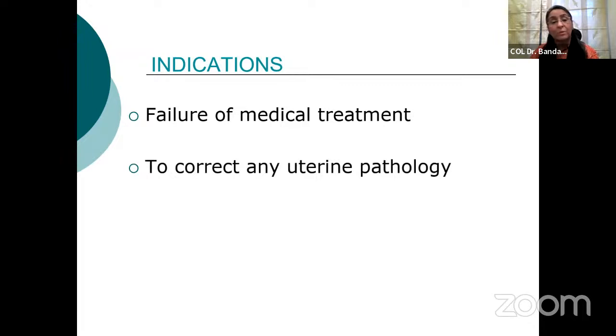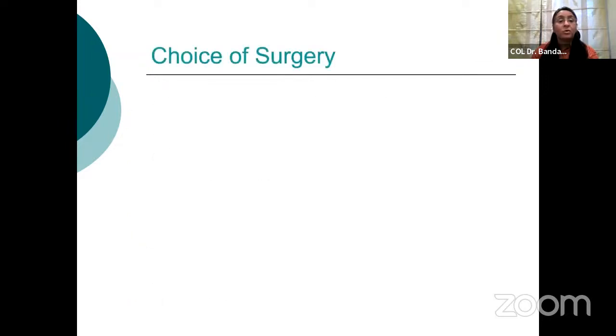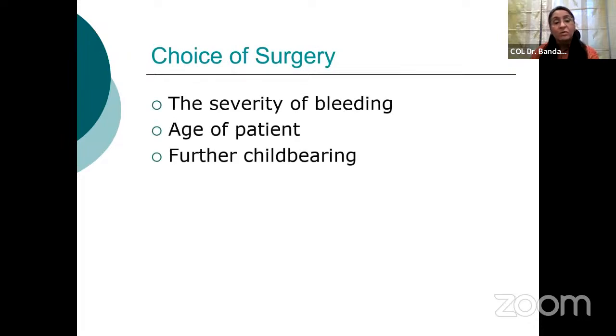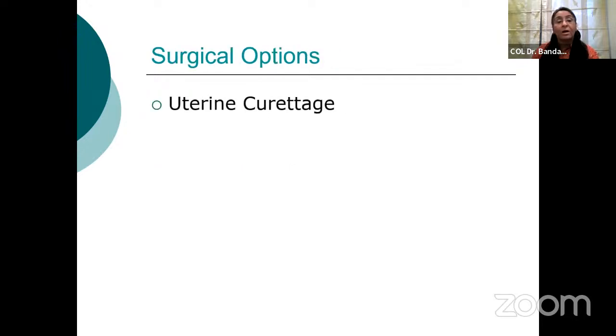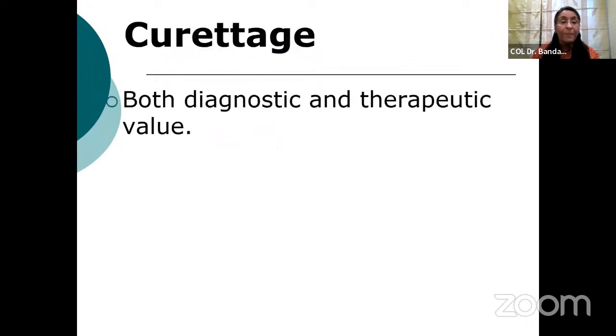Then to correct any uterine pathology. Third is in combination with medical management, where we have ablation of the endometrium, or where there has been poor compliance as far as medical treatment is concerned. So the choice of surgery will depend upon the severity of the bleeding. It will depend upon the age of the patient, whether the patient needs further fertility or not. The different surgical options available are uterine curettage, endometrial ablation or resection, and hysterectomy.